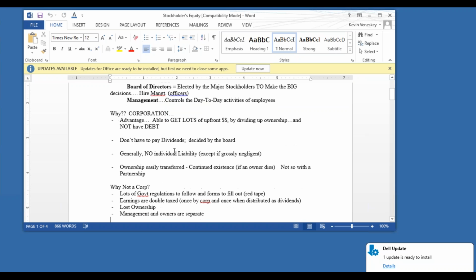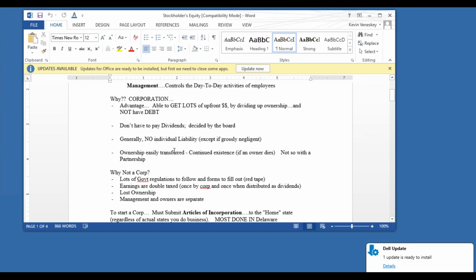So I put a few items here. Why should you form a corporation, or why not? As I said, one of the big reasons to form a corporation is to sell stock and therefore make big money. Not make it, but at least have some access to big money.